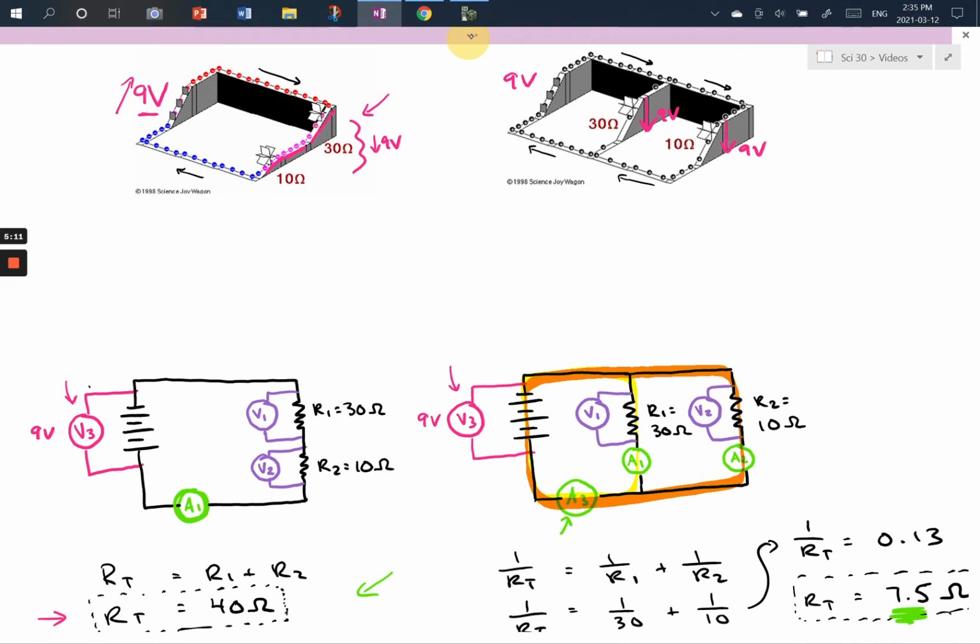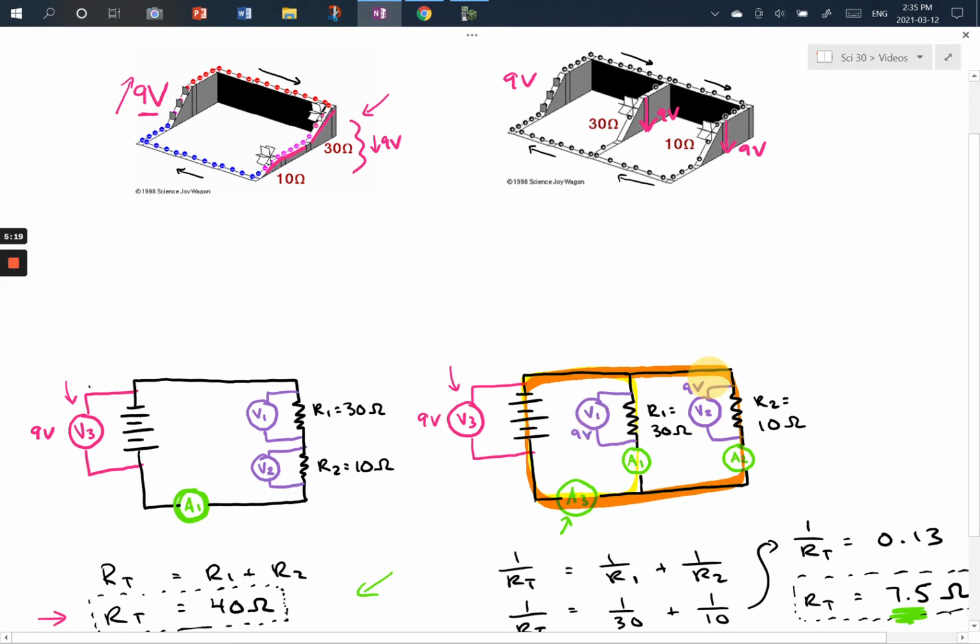So first thing that we're going to take a look at here is the voltage reading that I'm going to have here is 9 volts, and the voltage reading I'm going to have here is 9 volts. So for V1 and V2, both 9 volts. Okay, so this is related to what's called Kirchhoff's voltage law, and this is telling us that the total voltage is the same in every parallel circuit. So I'm going to write that down here.